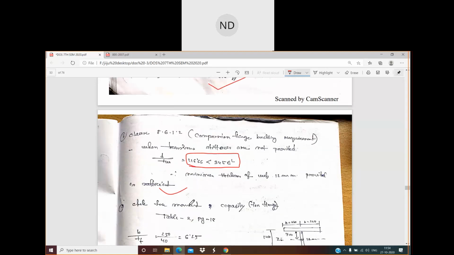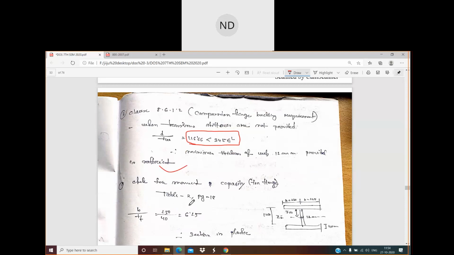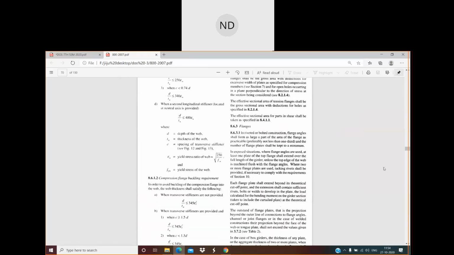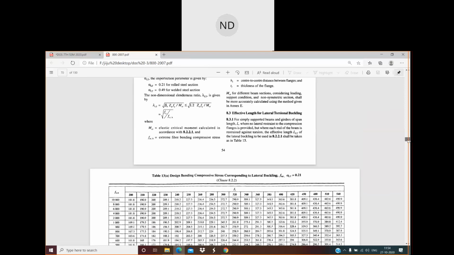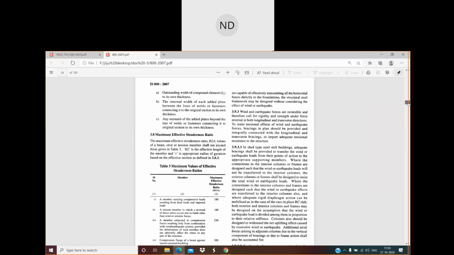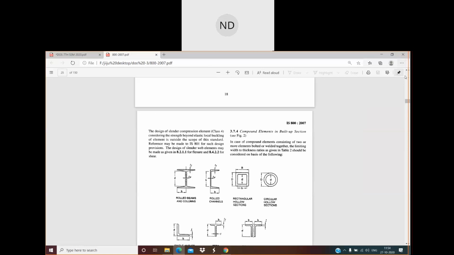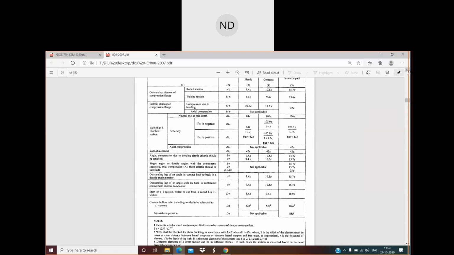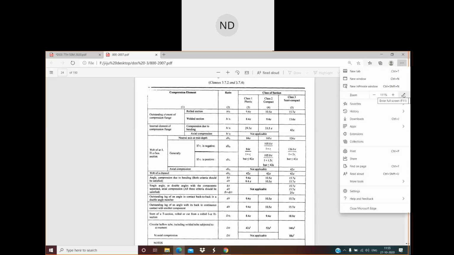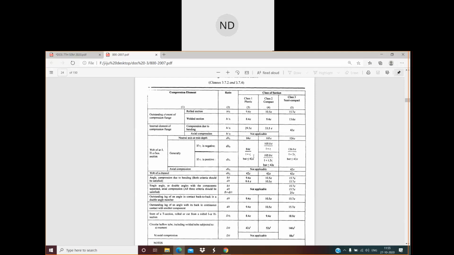Now the next check is the check for the moment capacity, table 2, page number 18. We go to page number 18, 12. Meeting is going to end in 5 minutes. Okay, this step will be in the next class.